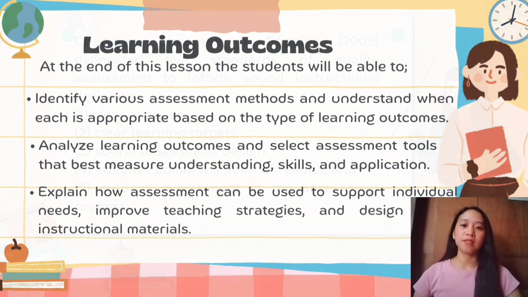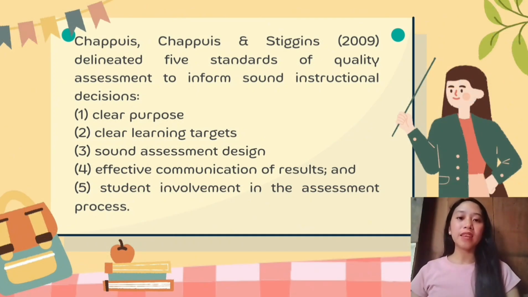instructional materials. Chappuis and Stevens 2009 delineated 5 standards of quality assessment to inform sound instructional decisions. First, clear purpose. This ensures that assessments are created and used with a specific goal. 2. Clear learning targets. Make certain that assessments measure what students are expected to know and be able to do, based on clearly defined learning objectives.